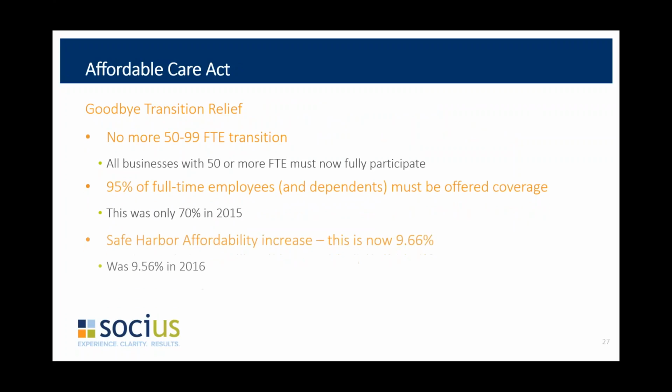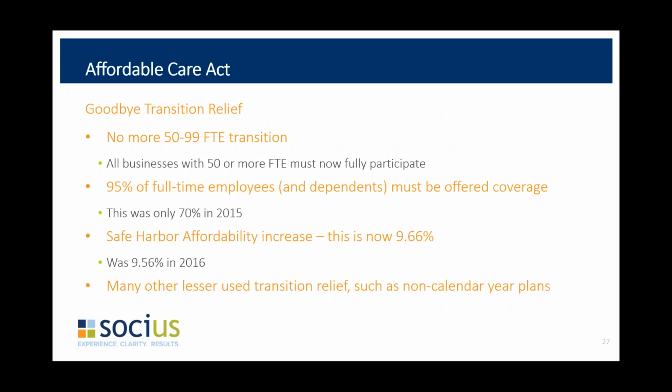Let me get everything on the screen here. So the transition release is done. I think basically the government was pretty flexible with small businesses before in regards to making this transition. But now all businesses, no matter what, with 50 or more FTEs must now fully participate. And like I said before, 95% of full-time employees and their dependents must be offered coverage. And like I said, last year, that was only 70%.